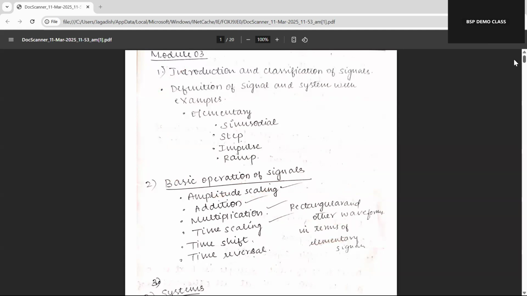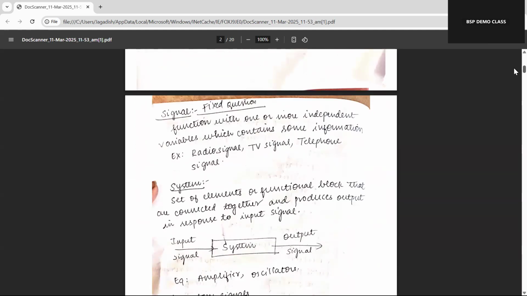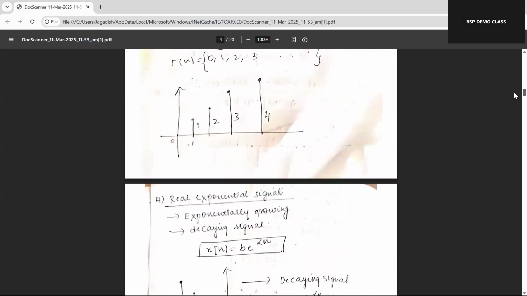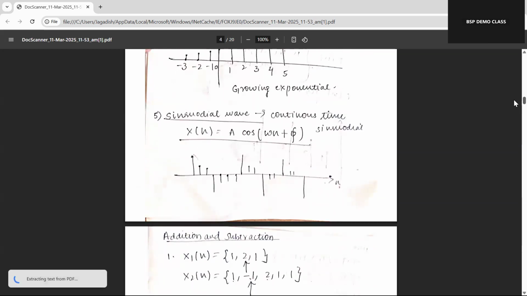Okay, this is the syllabus. These are the fixed questions, which I have written as fixed questions, as they ask in all the papers. You can also write down, like what is signal and what is system, and they will be asking you the question to write the elementary signals. First read the question properly. If they ask you to write elementary signals, whatever I will teach now, you have to write that. If they ask on basic operation of signals, you have to write amplitude scaling, those kinds of answers.